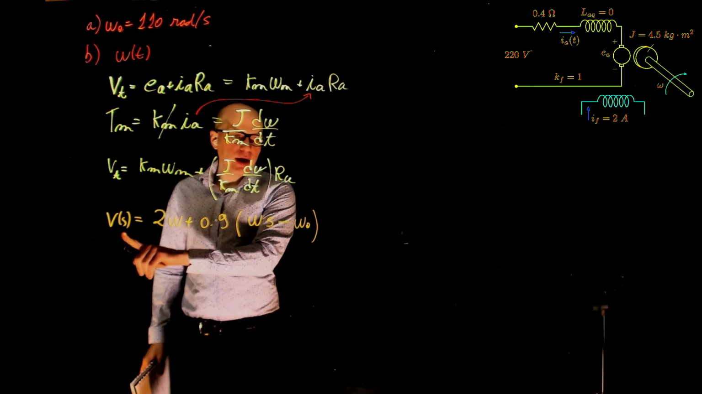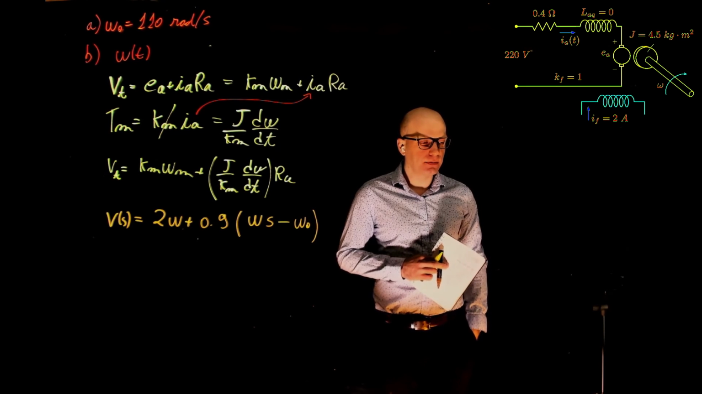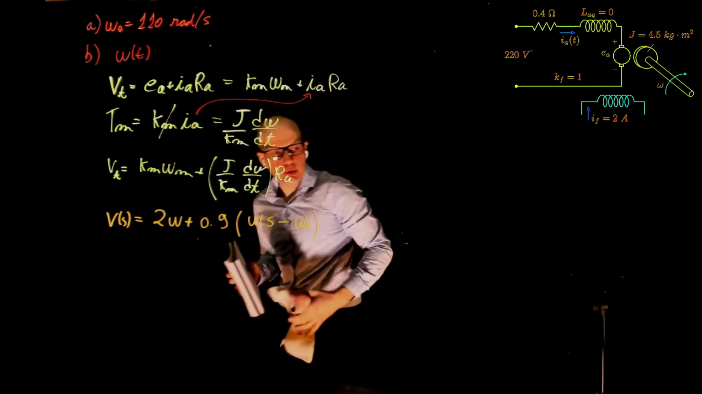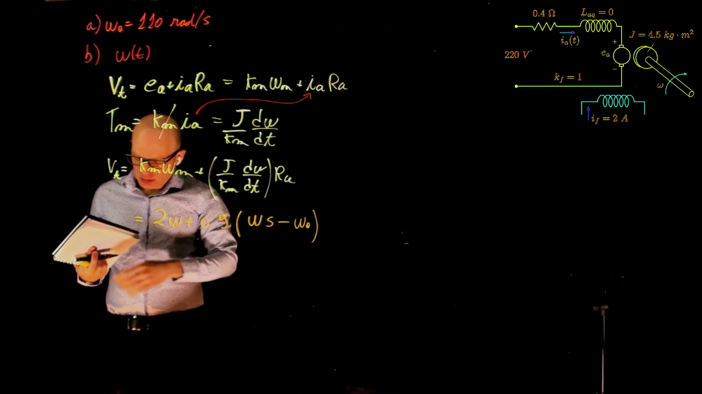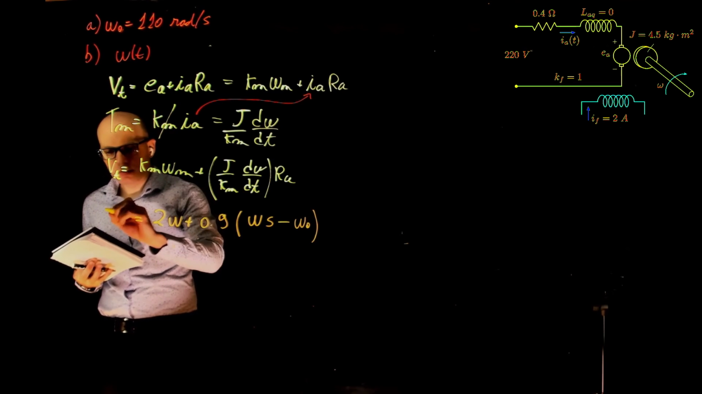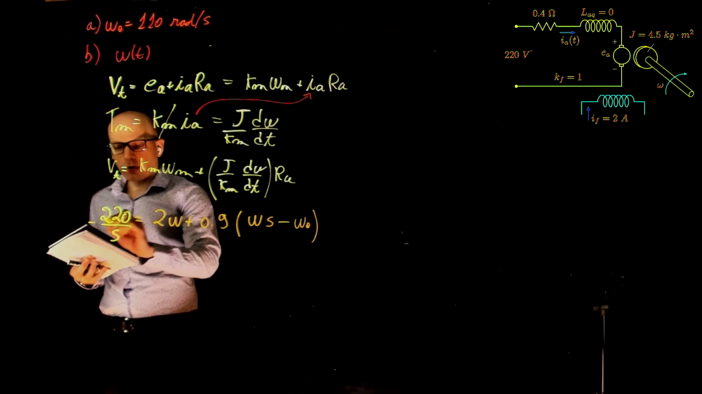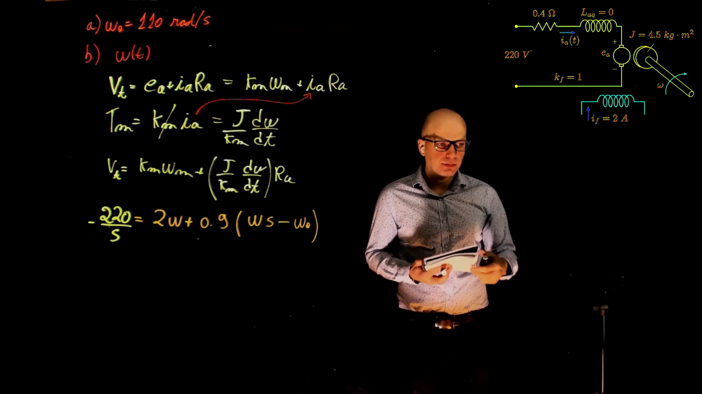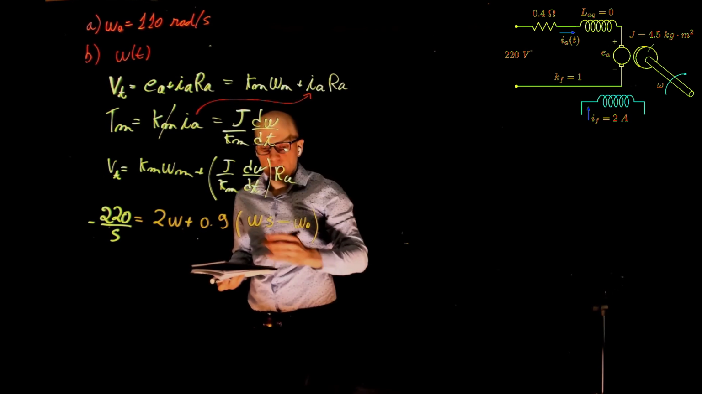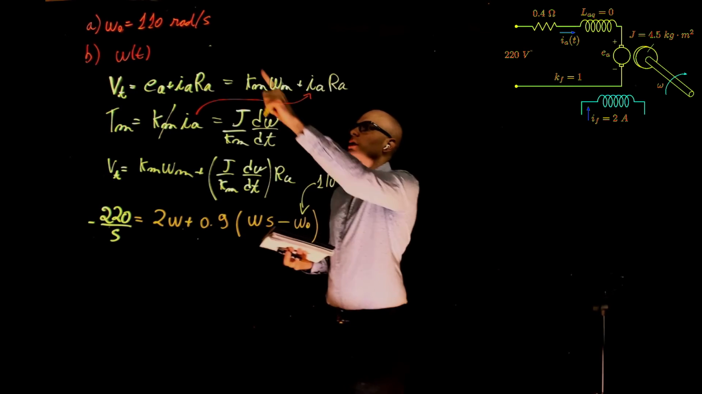What is the voltage V of s here? Is it 220? Yeah, that's a step input though. So it would be 220 divided by s, and of course with a negative sign, because we are reversing the voltage. What is this omega 0? This omega 0 is 110. That's what you calculated up there. So this is 110 right here. That's what we calculated in step 1.